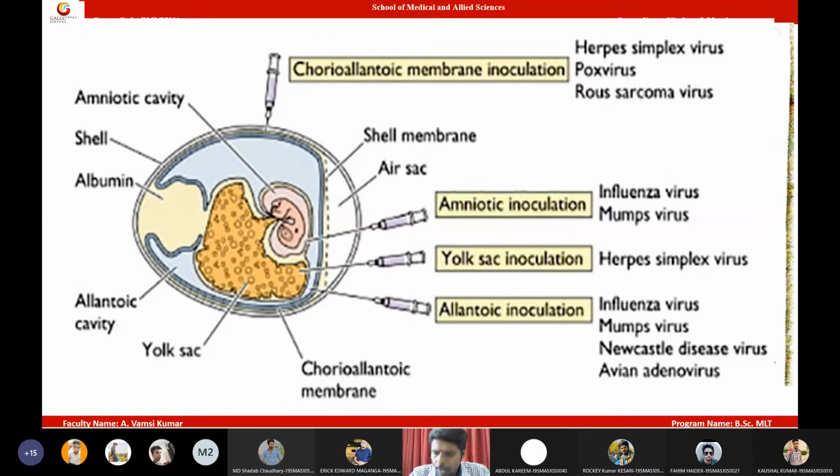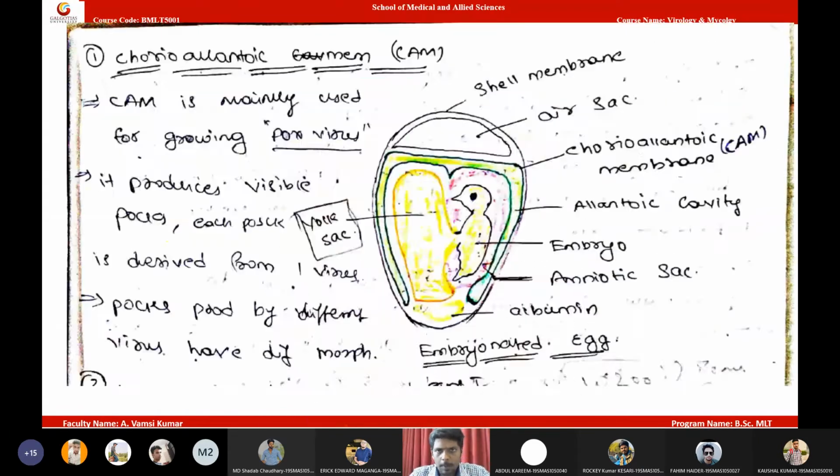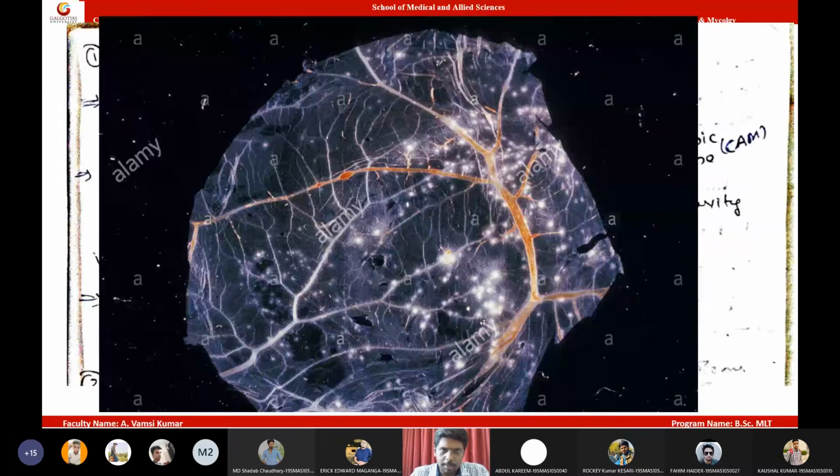I will show you the picture of pocks. This is the chorioallantoic membrane. So this is the CAM membrane. In this CAM membrane, we have already introduced pox virus. So now you can see small white spots here and there on this membrane. Here you can see clear blood vessels, and you can see white nodules. These white nodules are the viral replication. In these spots, the virus has replicated. Because of viral replication, you got these white spots. So presence of white spots indicates positive for virus, especially pox virus.